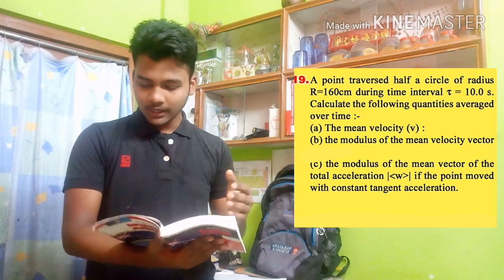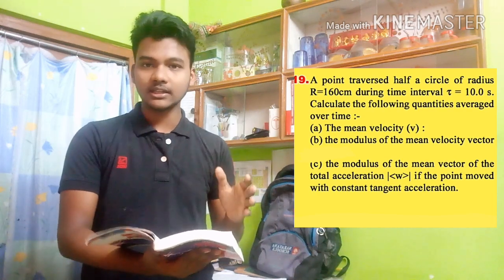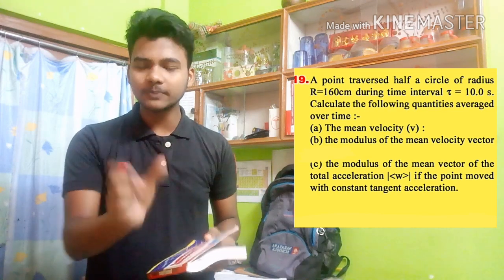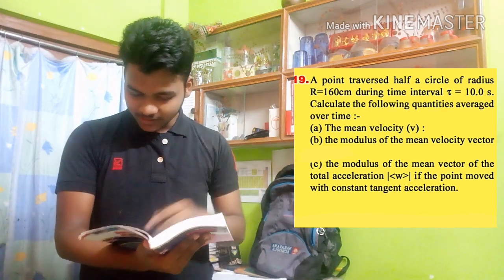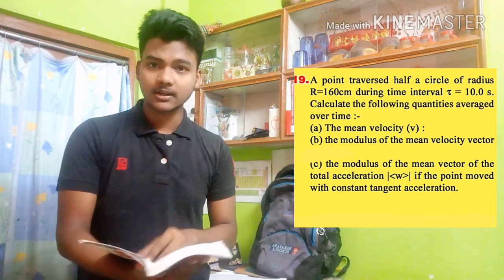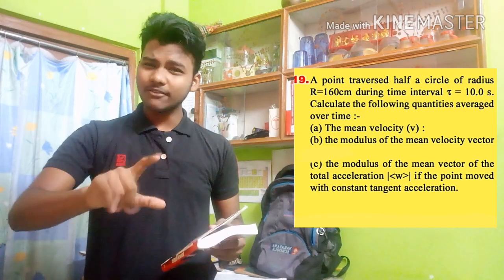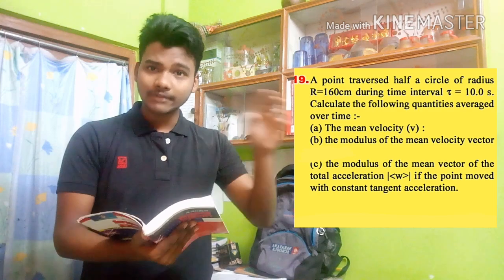So first, the first part says the mean velocity. The mean velocity means the average speed. We have to calculate the average speed. And the second part says the modulus of mean velocity vector. The modulus of mean velocity in the sense that we have to calculate average velocity.